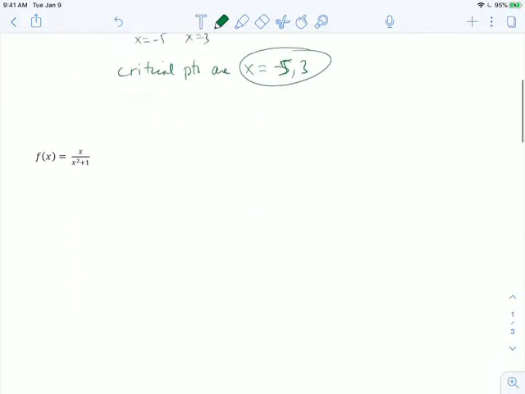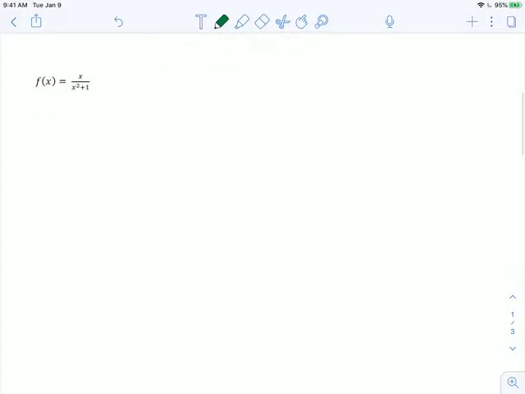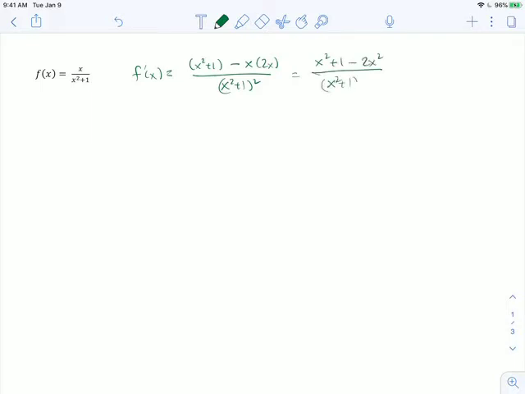Our next example is a quotient, so we're going to need to use the quotient rule. The derivative of the top is 1, so I get x squared plus 1 minus x times the derivative of the bottom, which is 2x, all over x squared plus 1 squared. So I'll look at that numerator and combine like terms. So I get minus x squared plus 1 over x squared plus 1 quantity squared.